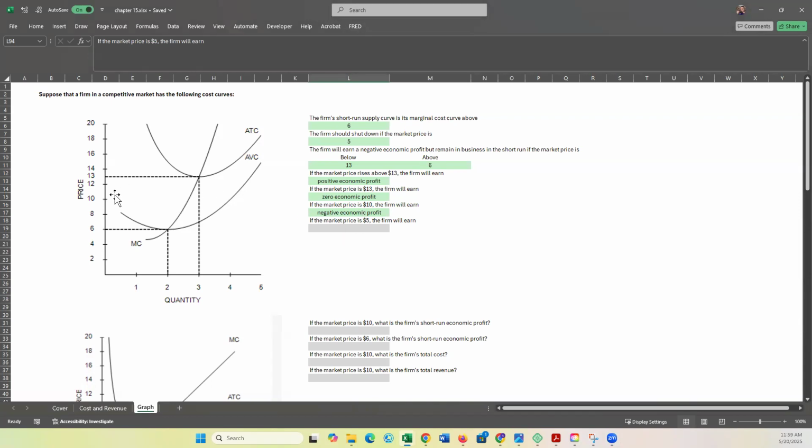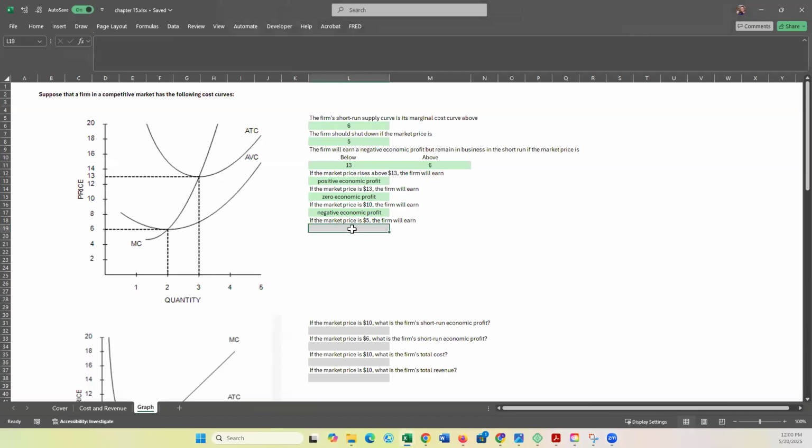Why is it negative? Again, at $10, you are producing those units because you're above that minimum variable cost. You're chipping away the fixed cost, but you're below the average total. So you're losing money overall. You're not making up the total cost. If the market price is at $5, the firm will earn, well, that would definitely be negative.